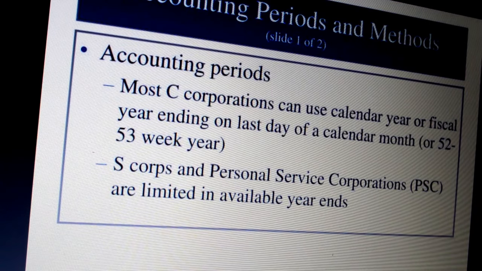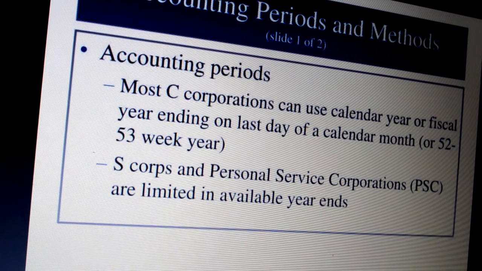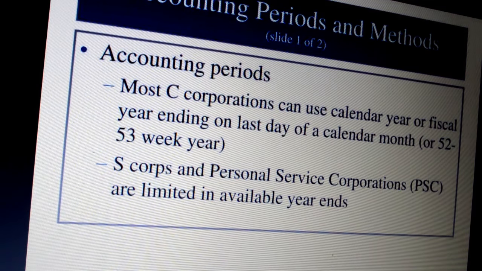Let's look into the accounting periods and methods. Accounting periods first. Corporations generally have the same choices of accounting periods as do individual taxpayers. Like an individual, a corporation may choose a calendar year or a fiscal year for reporting purposes. Corporations usually can have different tax years from those of their shareholders.